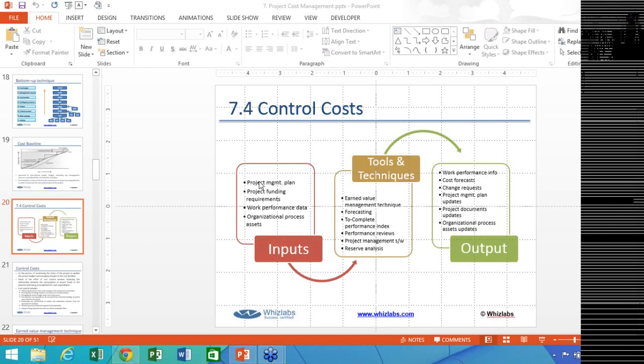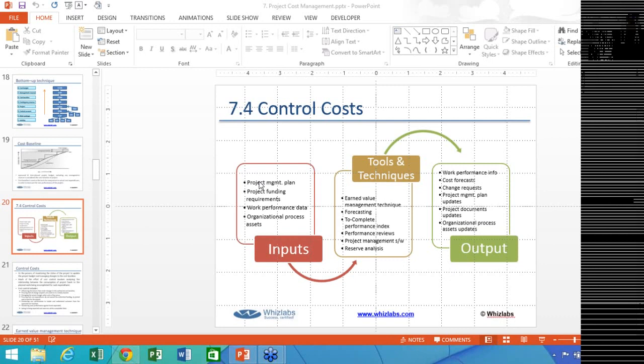So the work performance information which came in as an input, we perform certain action on that data, and what we get is the information, in the sense we come to know if we are running ahead of schedule, or if we are running behind the schedule, or we are overspending, or we are underspending. So those kinds of things we get. So I think Vijay has some question.